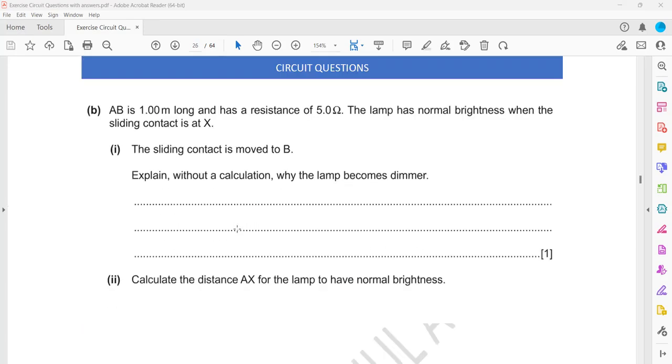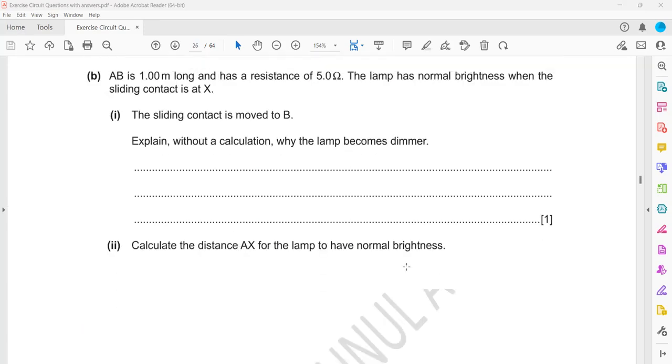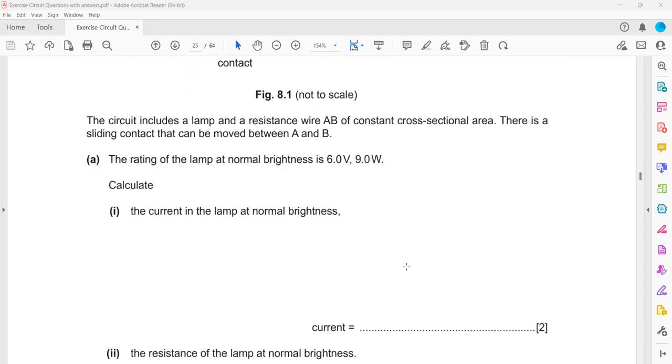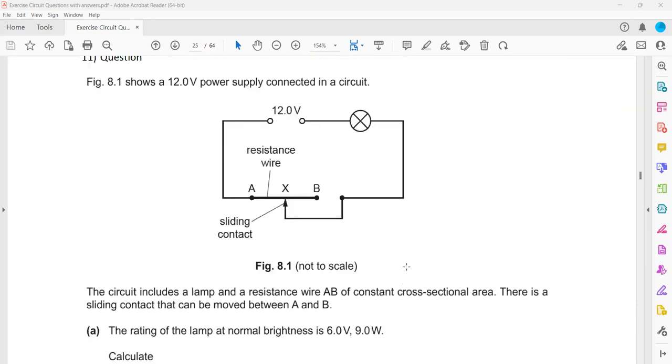Then the next part, we have to calculate the distance AX for a lamp to have normal brightness. We want to know how long this length is. If the lamp has normal brightness, this is 6 volts and this will also be... In the figure it looks like it is exactly half, but we want to calculate the exact value, so we have to show it by calculation.